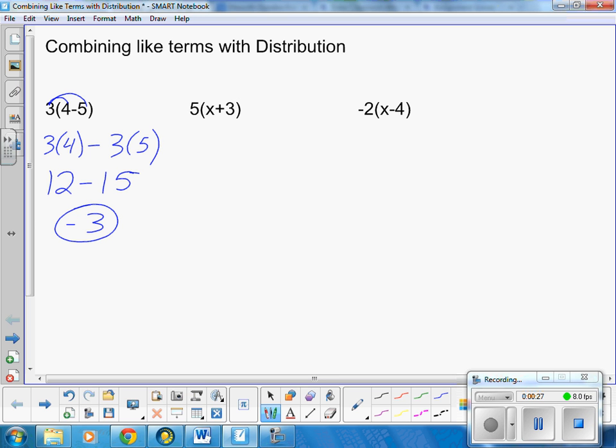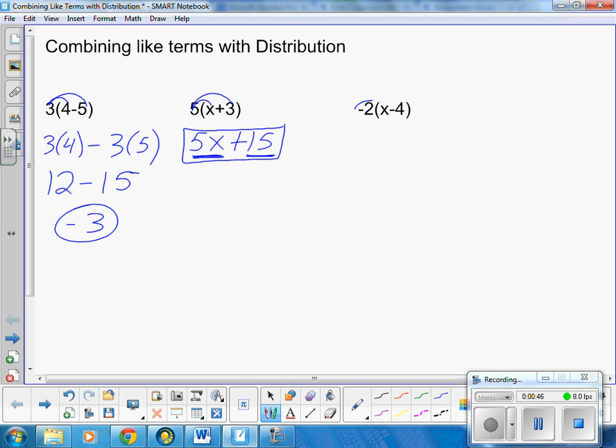Same thing in this next one. 5 times x, 5 times 3, 5x plus 15. That is it. Combining like terms, the 5x is a variable with the x term. The 15 does not have the x, so I cannot add those.